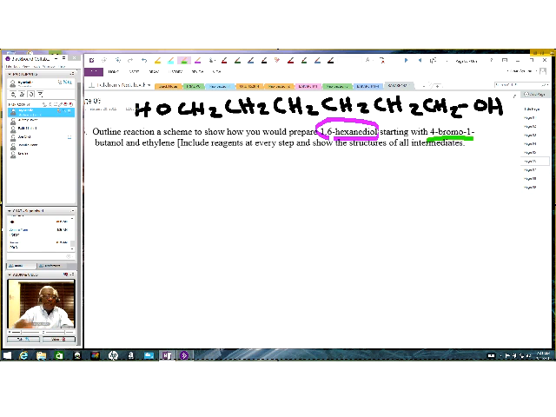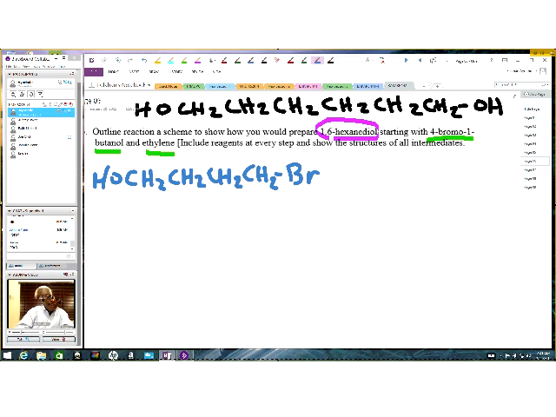Now, they also want us to make this molecule starting from 4-bromo-1-butanol and ethylene. Okay? So those are the starting materials. Let us write the starting materials for you. So you have the 4-bromo-1-butanol, and you also start with ethylene. That is ethylene. Okay.